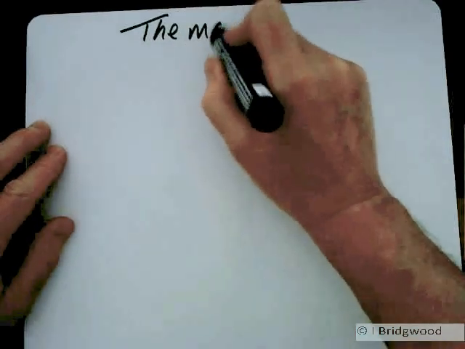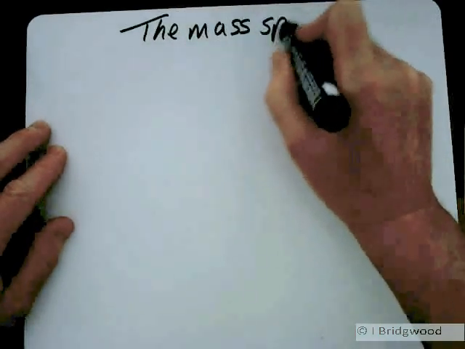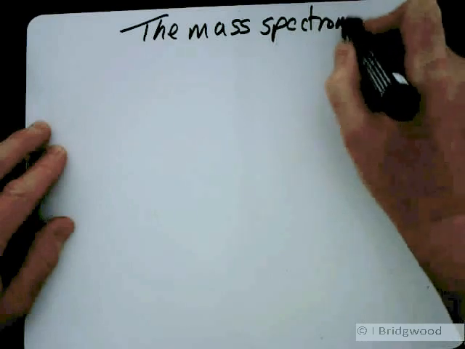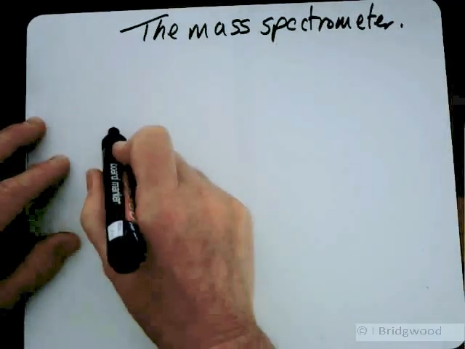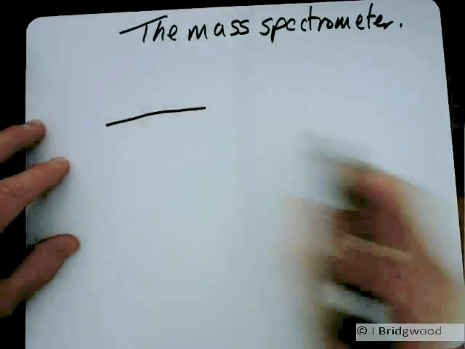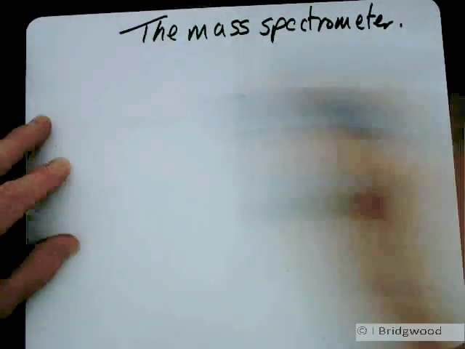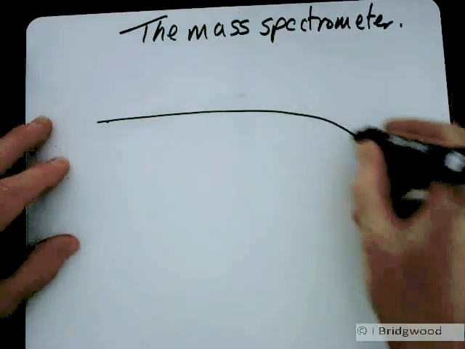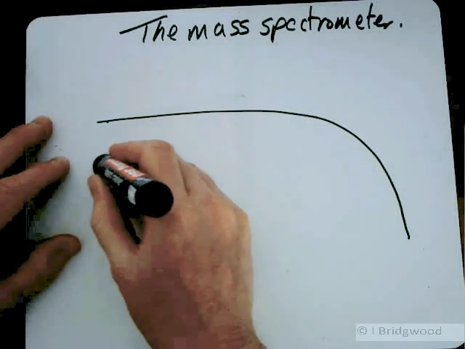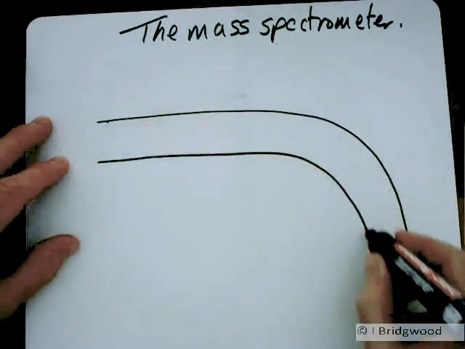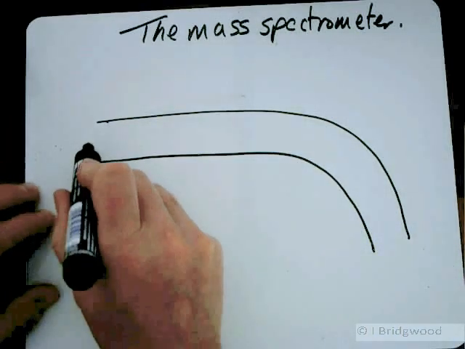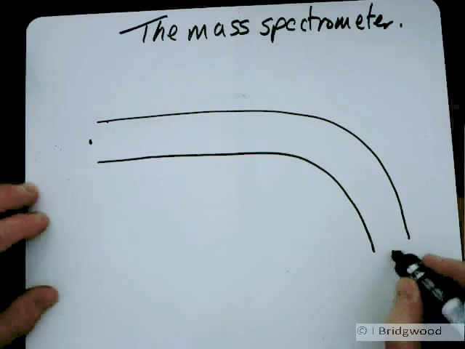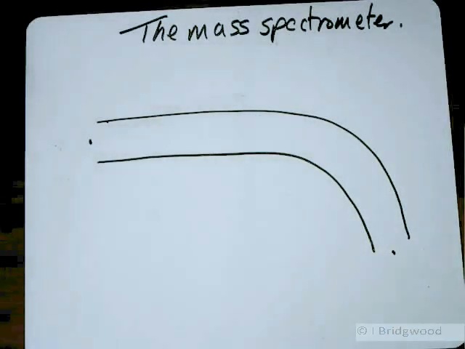So, the mass spectrometer. Remember, basically what it is is a curved tube like this, and what we have to do is get our particles from here to there somehow.